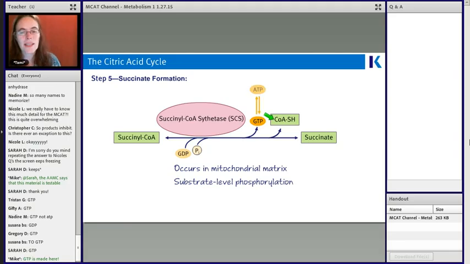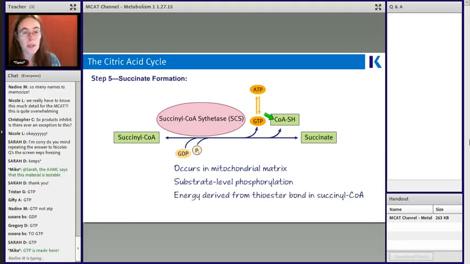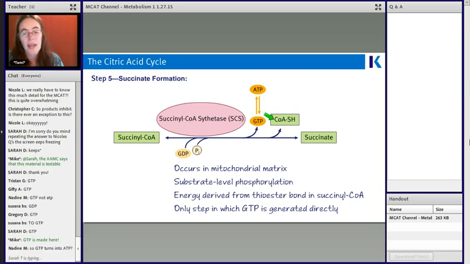As I look at this, this is the only one that makes GTP, and the GTP will immediately convert into ATP. Yeah, exactly, Nadine. It'll immediately convert over. So we can use GTP in our bodies, but it's much more difficult to use. So this will immediately be converted into ATP.